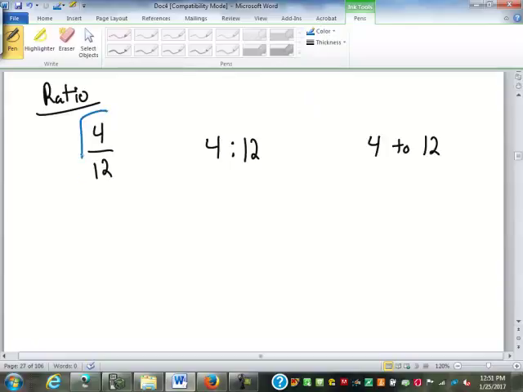I will typically write them as a fraction because there are a lot of things I can do with a ratio that are similar to what I would do with a fraction. One of them is to reduce it. Both 4 and 12 can be divided by 4, so that reduces to 1/3.